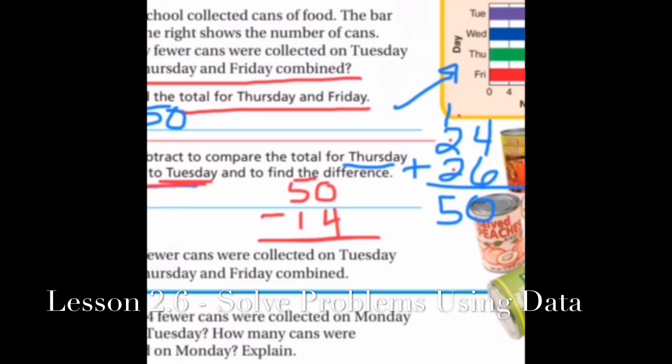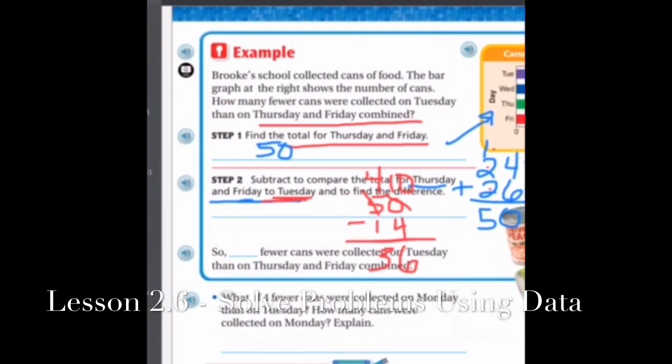Alright, I'm assuming you resumed your video. Here we are, I have 0 minus 4. I cannot do 0 minus 4. I have to take a 10 away from the 5 tens. I end up with 4 tens. Take my 1 ten I took away, add it to the 0 here. 0 plus 10 is 10. And now I have 10 minus 4. 10 minus 4 is 6. And I can go over to my tens column. 4 tens minus 1 ten is 3 tens. So we get 36 there. 36 fewer cans were collected on Tuesday than on Thursday and Friday combined.